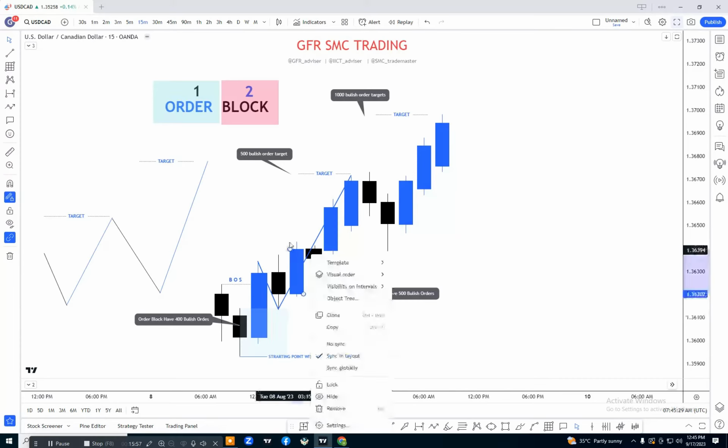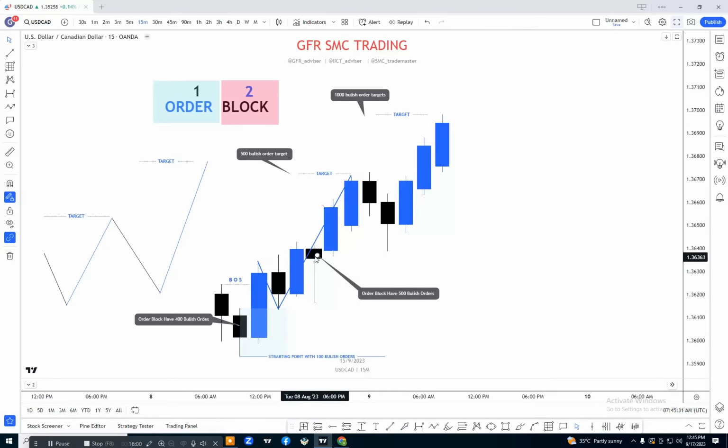Please mark this candle. This candle has successfully grabbed the left side liquidity, which is the first valuable thing to confirm our order block. Now this is our second order block. If we look at the comment section, this order block has 500 bullish orders. The market already has 500 bullish orders. This order block will provide 500 more bullish orders. Now the market has a total of 1000 bullish orders.